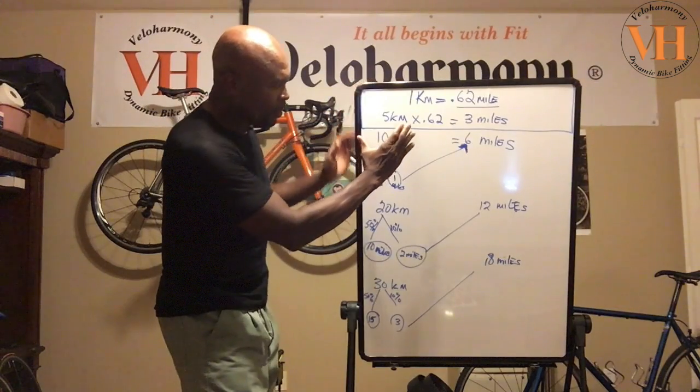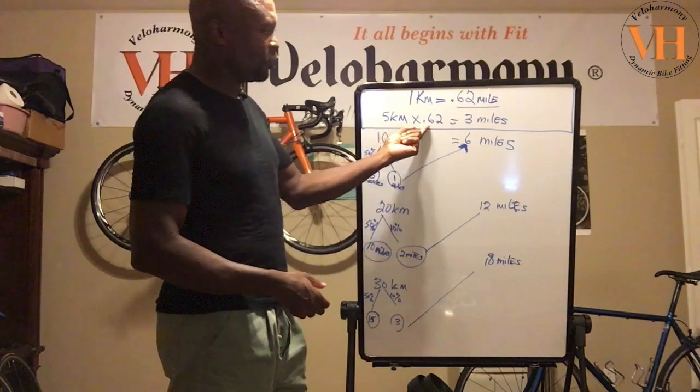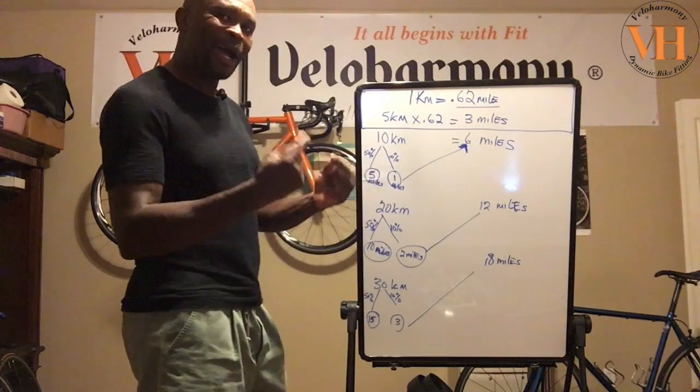So let me show you the cheat sheet. I did 5 kilometers an hour. I used the formula, 3 miles an hour. How did I get there?